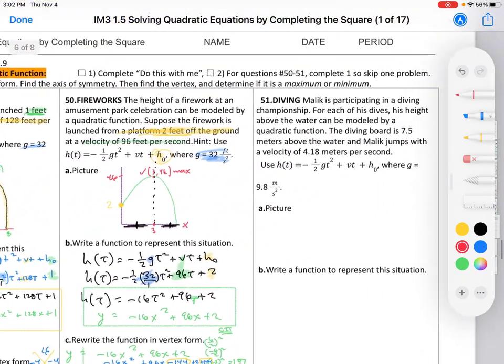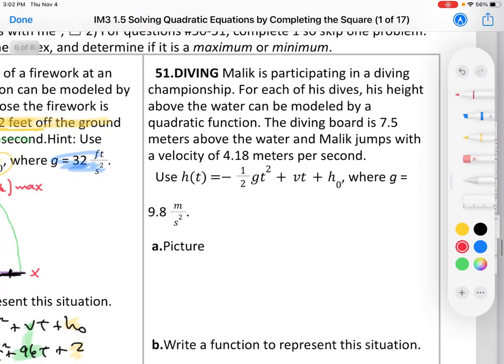Alright, let's try this one right here. Question number 51. Malik is participating in a diving championship. For each of his dives, his height above the water can be modeled by a quadratic function. The diving board is 7.5 meters above the water, and Malik jumps with a velocity of 4.18 meters per second. Now we're using meters, so gravity is 9.8 meters per second squared.